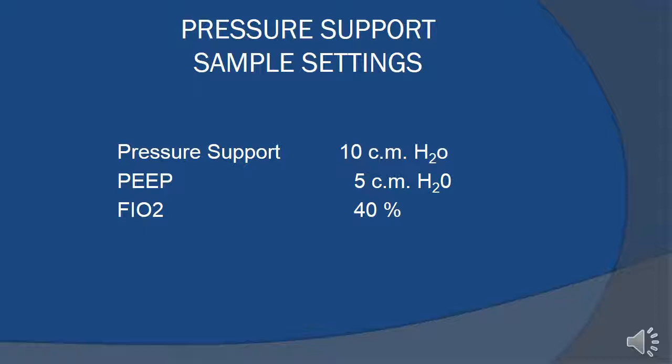And once again, here are just some sample settings. So maybe we set the pressure support at 10 centimeters of pressure, PEEP at 5, and an FiO2 of 40%. So just basic sample settings. You don't see a set rate anymore. Because it's a spontaneous mode, this machine will not be delivering a rate. The rate's totally dependent upon the patient themselves.